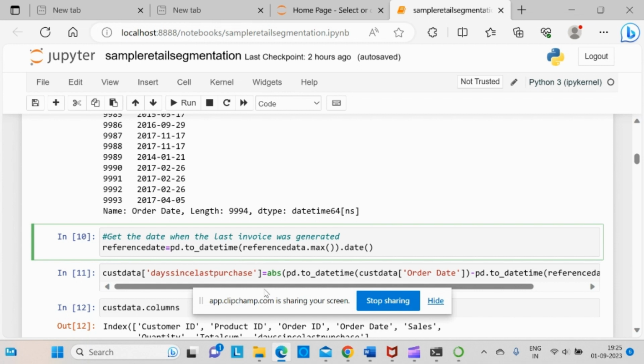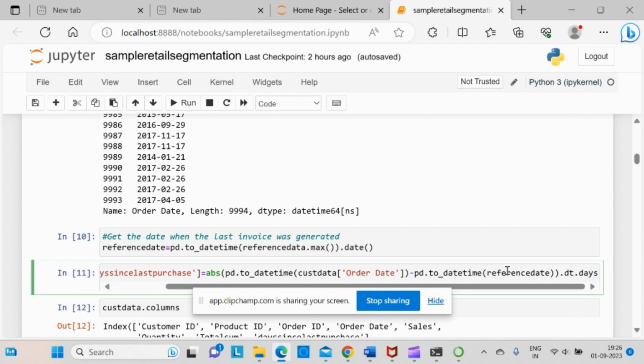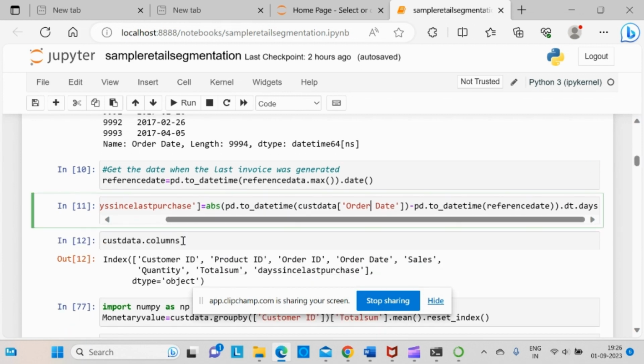values. So first thing we have to do is calculate, based on the reference date, how many days have passed since the order date. So we will use the pandas date time function and take the difference of the order date and the reference date. So we are finally left with these columns: customer ID, product ID, order ID, order date, sales, quantity, total sum, and days since last purchase.